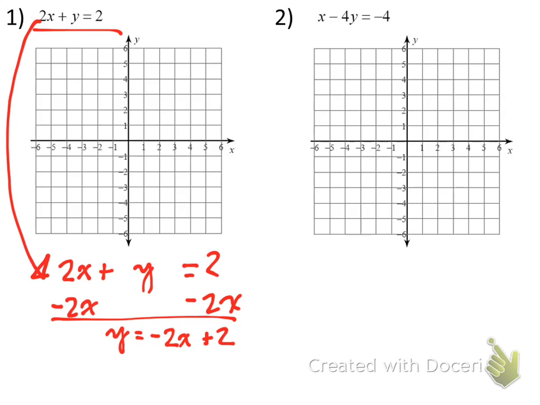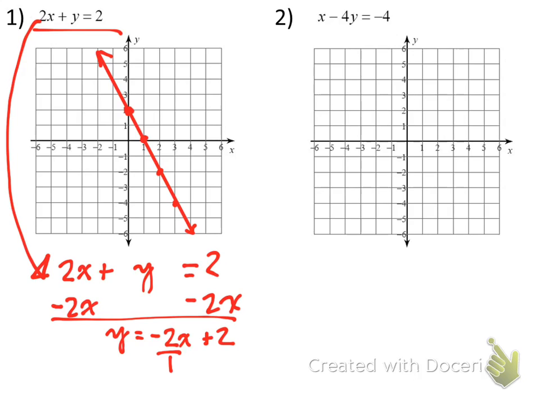So we go to our y-intercept of 2 and plot a point. Our slope is negative 2, so we can make negative 2 a fraction by putting a 1 under it. So we rise negative 2, run 1, rise negative 2, run 1. And then you draw a line, connect them all together, and put arrows at the end. And you're done with number 1.